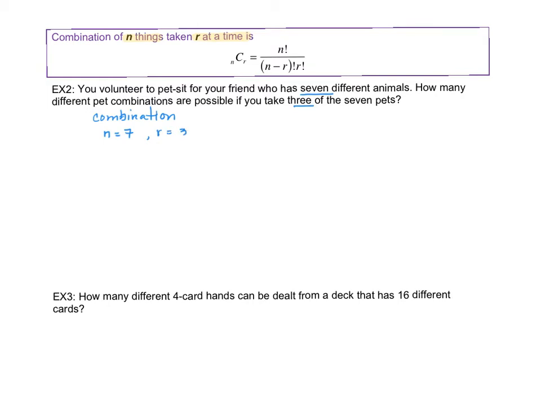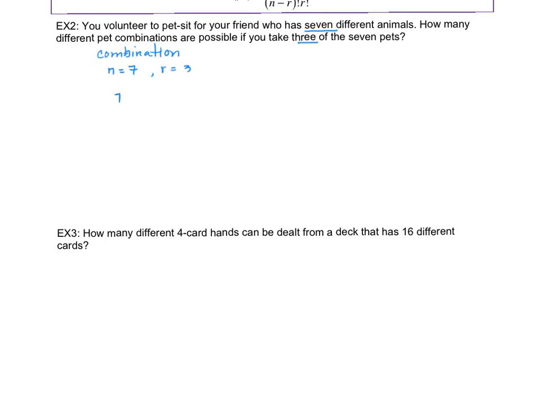In my combination formula, I could simply put in 7 combination 3 if I have that key in my calculator. And when I put that in, I get 35. Or I can do a little simplifying by hand. Remember, this is 7 factorial over, in parentheses, 7 minus 3 factorial times 3 factorial. So 7 factorial over 4 factorial times 3 factorial.